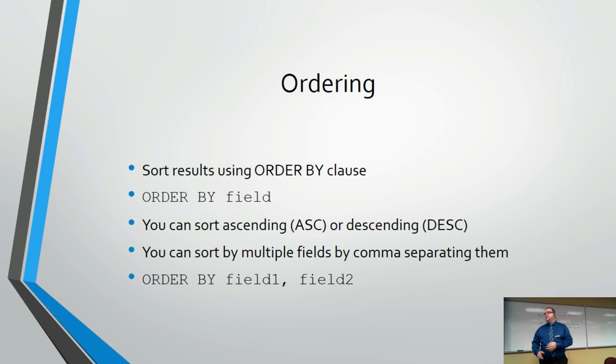Ordering is the next order of business. Ordering is to let you sort your results. So far, when you've been working, you just did select star from whatever, and the data comes out in whatever order it happens to be in the database.